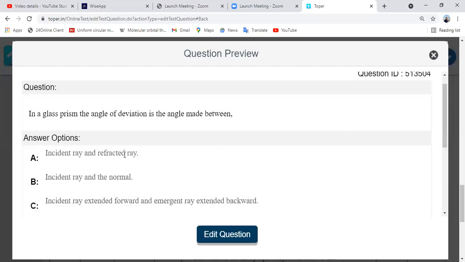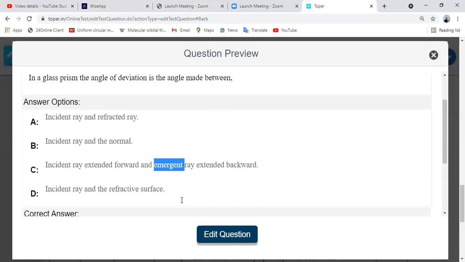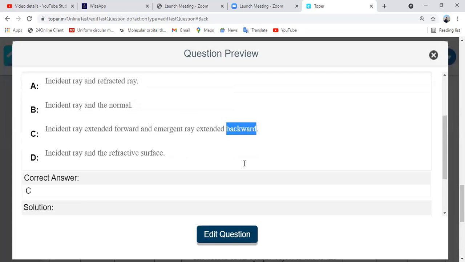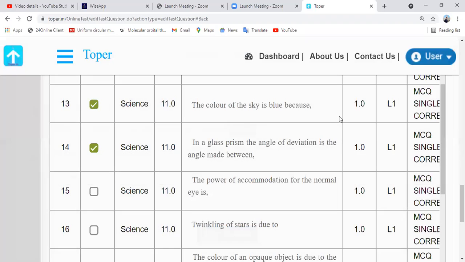Incident ray and refracted ray, incident ray and normal, no. Incident ray extended forward and emerging ray extended backward, yes. Option C is correct. So this is C: the incident ray when extended forward and the emergent ray when extended backward. So option C is correct. We have already gone through the diagram also for that.